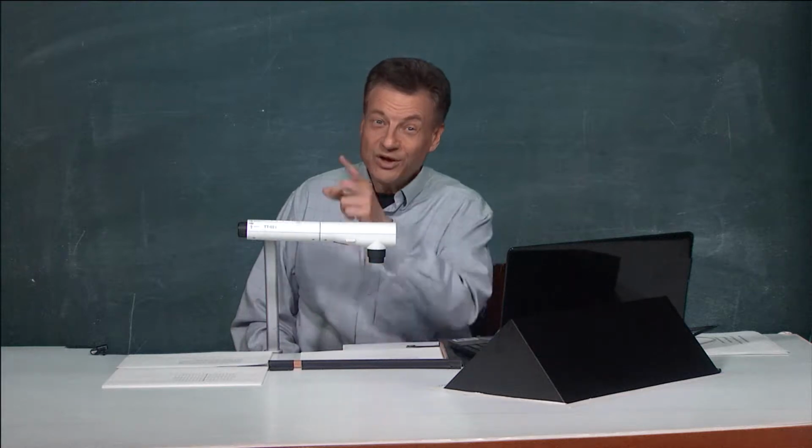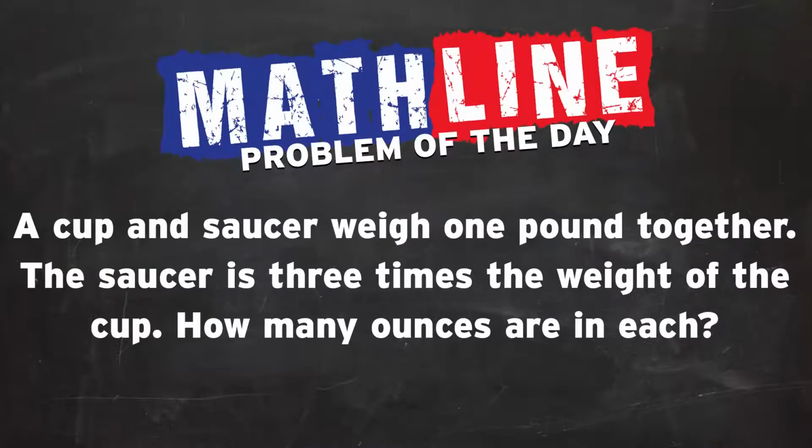And now we'll go to the problem of the day. It is an exciting problem of the day. I'm glad it's got energy. It's wanting to get to us so quickly here. And it's about a cup and saucer that weigh 1 pound together. The saucer is 3 times the weight of the cup. How many ounces are in each?